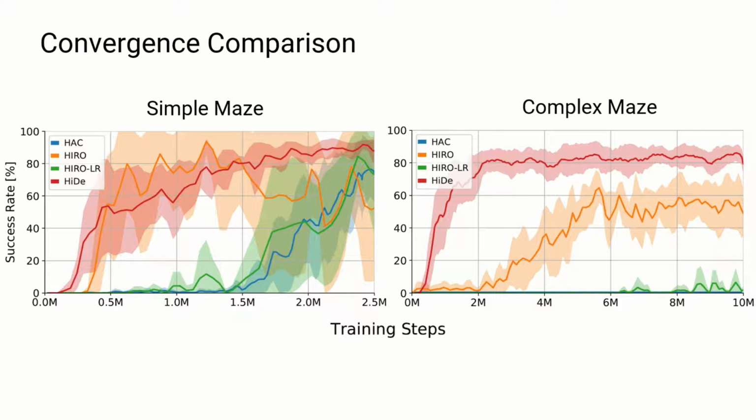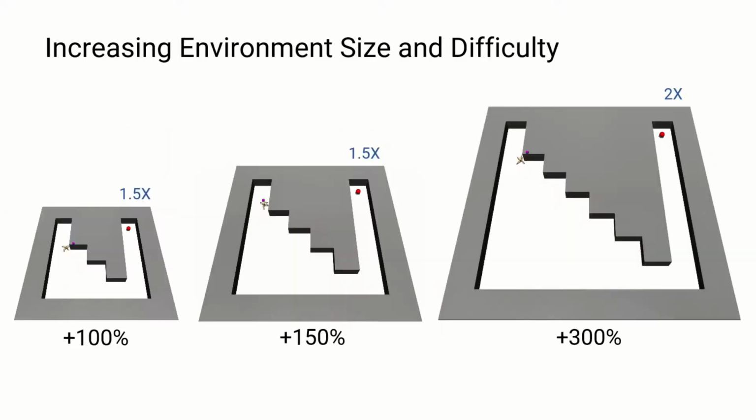We find that in terms of convergence, Hiero is competitive with HYDE in the simple maze. As complexity and environment size increases, the convergence of Hiero slows and the success rate drops. Contrarily, HYDE shows similar success rates and convergence behavior in both experiments. We also find that HYDE can scale to environments with an increase in size of up to 300%.